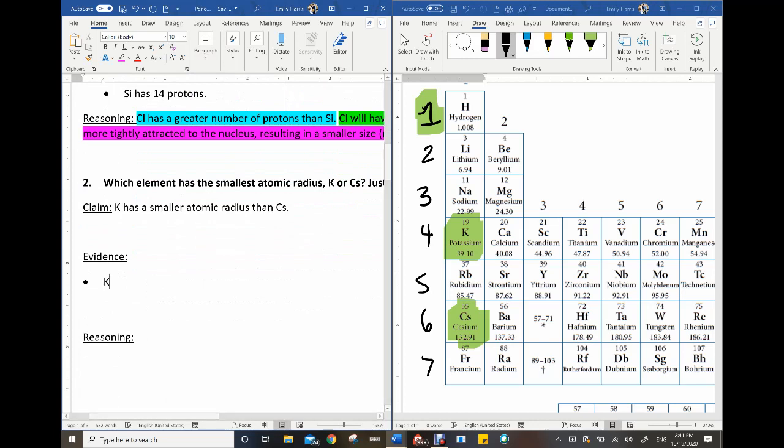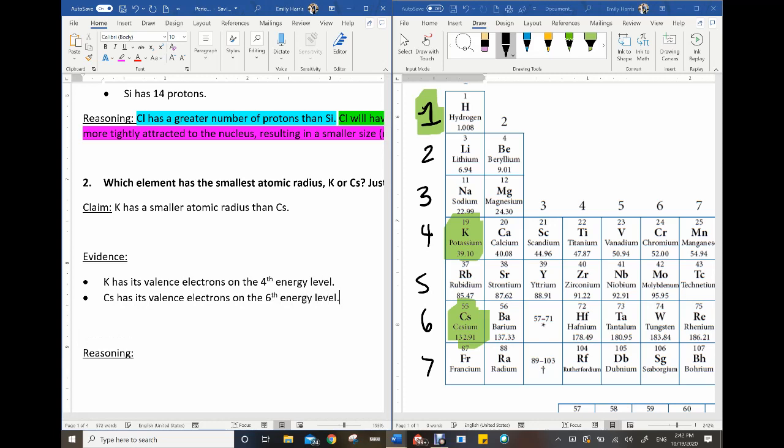So here's our evidence. Potassium has its valence electrons, spell electrons correctly, on the fourth energy level. Cesium has its valence electrons on the sixth energy level.